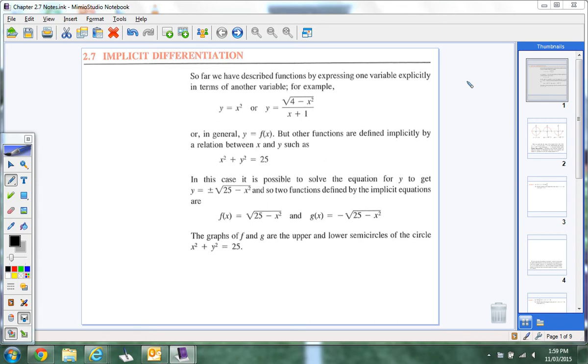Okay, so Unit 2, Lesson 2.7. Okay, quiet please. So far we've been doing derivatives of functions in the form of y equals. We took the derivative of that. That'd be a quotient rule example. So we've already done that.